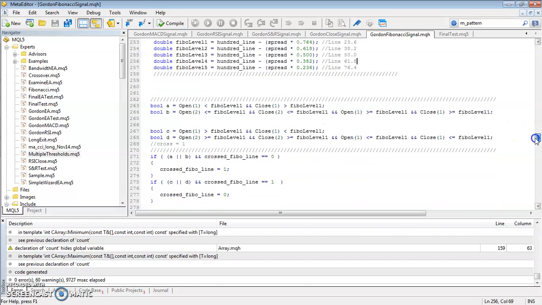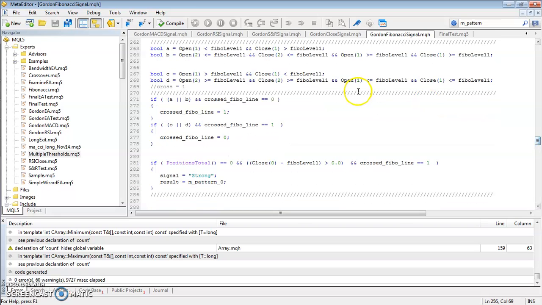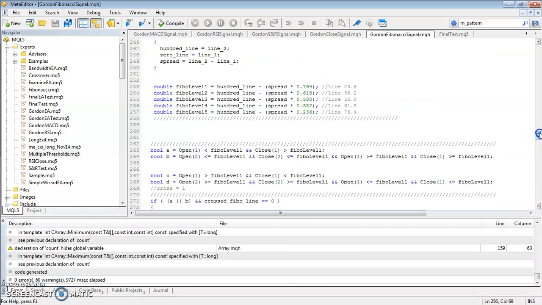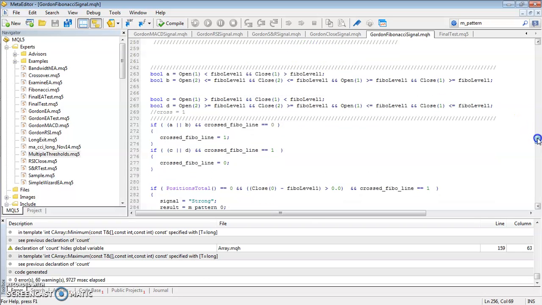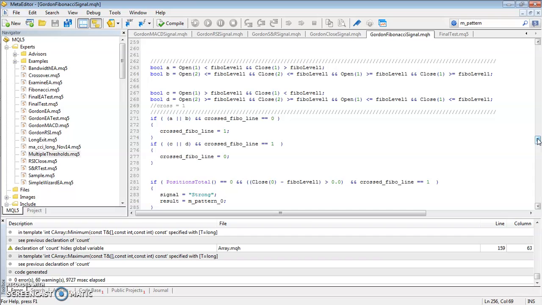And down here, for example, this block of code just means that when FIBO level 1, so this is the line 23.6, so when the trend crosses the 23.6 Fibonacci line, it'll indicate that it's crossed, and when it crosses back down, it'll indicate it as a 0, meaning it crossed back down.